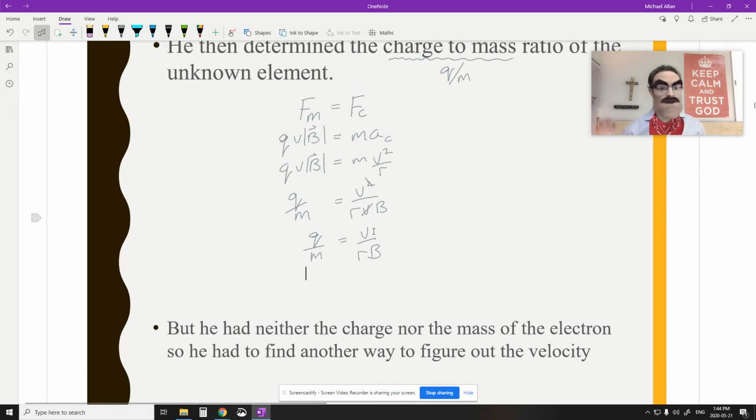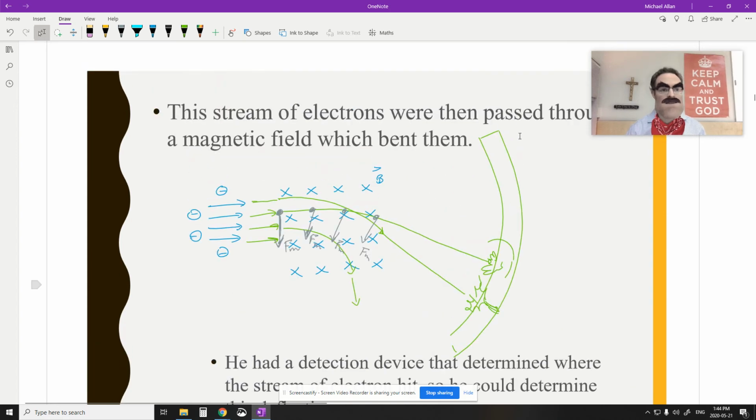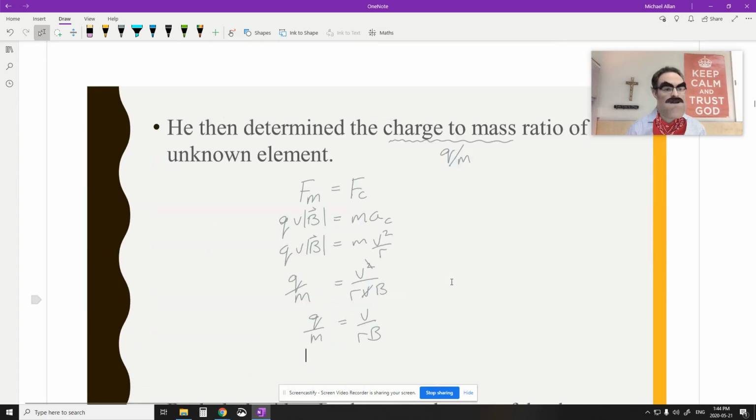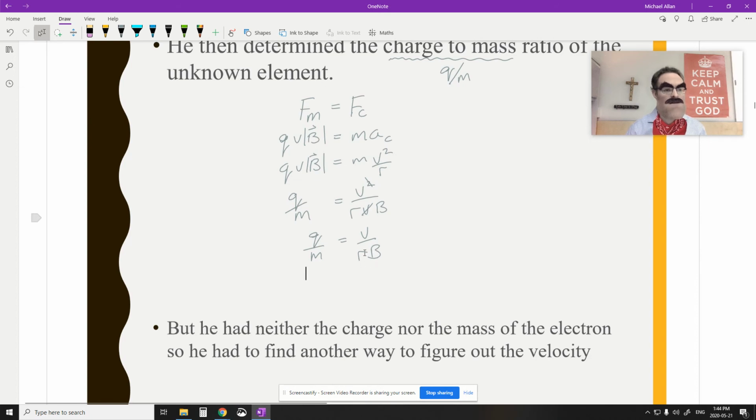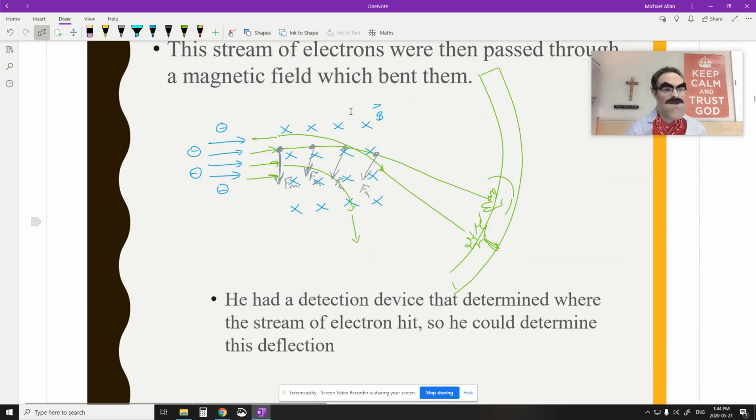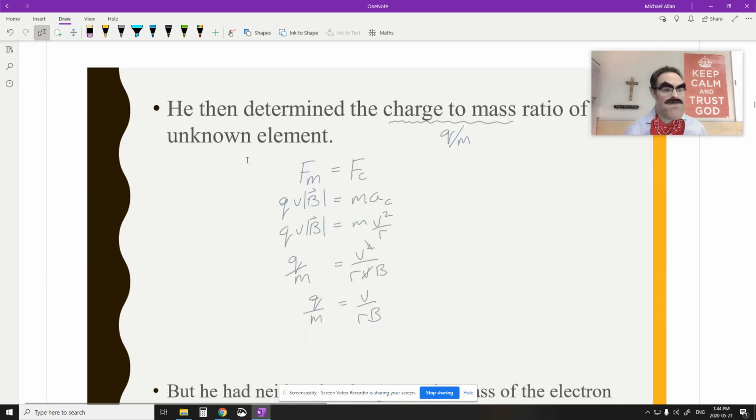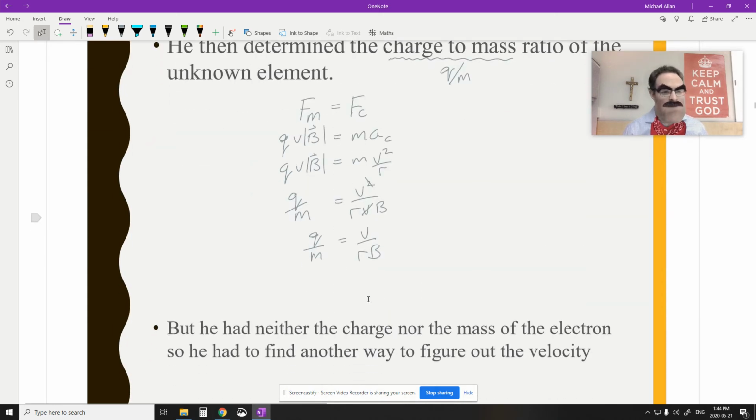If you knew the speed of the electron, you could divide it by the radius of curvature, which you can measure just based on this detector here. Knowing where it hit the detector, he knows the radius of curvature. And he knows the magnetic field strength because he's producing this magnetic field, either using permanent magnets or electromagnets. The problem is he doesn't know the speed of the electron.